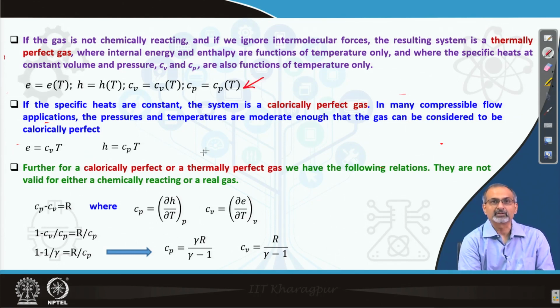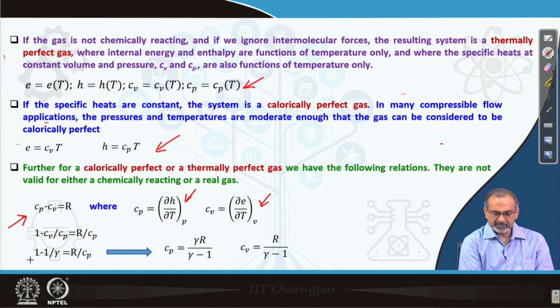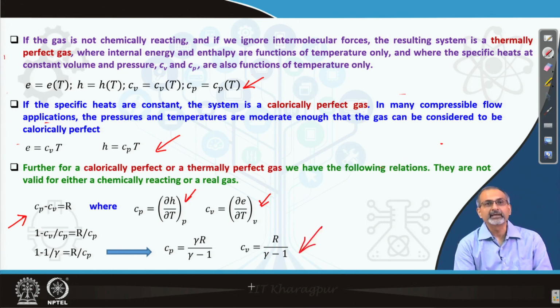So, here we are talking about the temperature dependence, here we are talking about constant Cv and Cp, and then we are talking about the difference between Cp and Cv over here, which is giving us the R, and we are expressing Cp and Cv as partial derivatives of enthalpy and specific internal energy with respect to temperature for constant pressure and constant volume situations. So, these definitions are very important while defining Cp, Cv and their relationships.